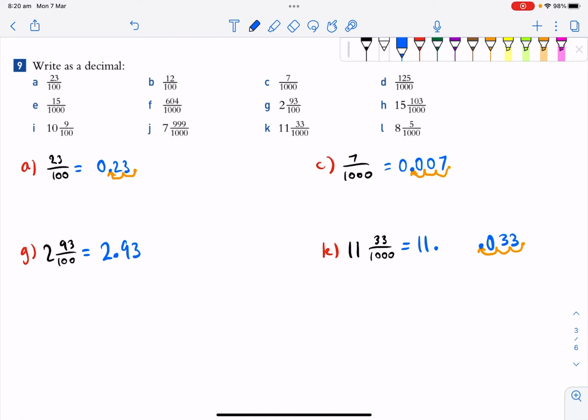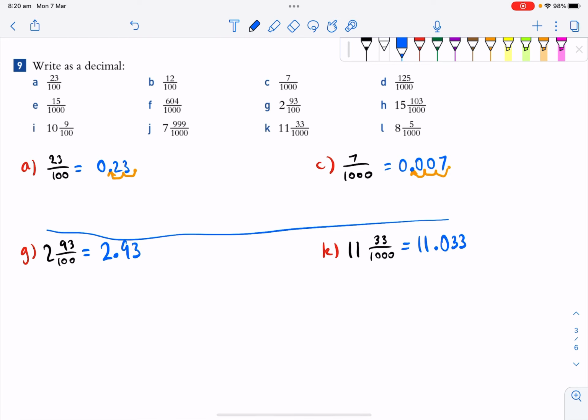So that means if I'm going to combine this with this, I have to put the 0 first and then 33. And there we go. That's how we do that. If you need to quickly backtrack, go back and quickly look at how I did that, so you can answer the rest of 9.